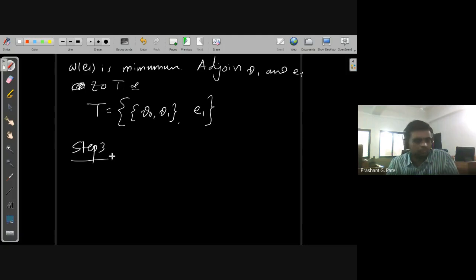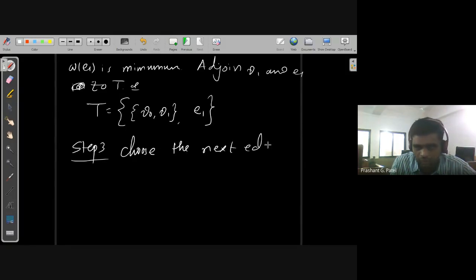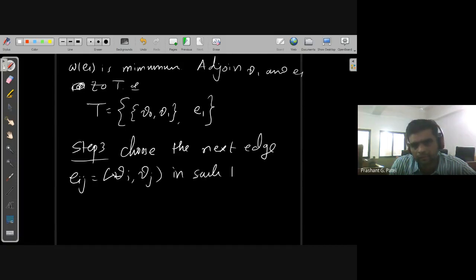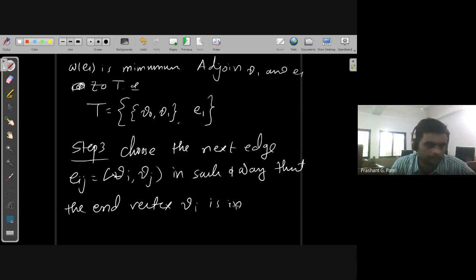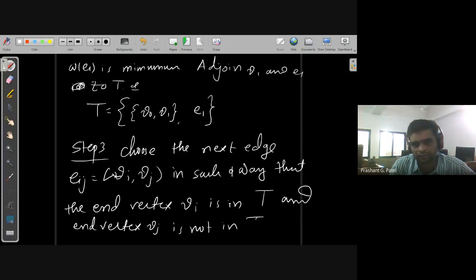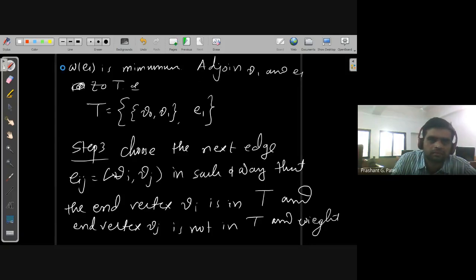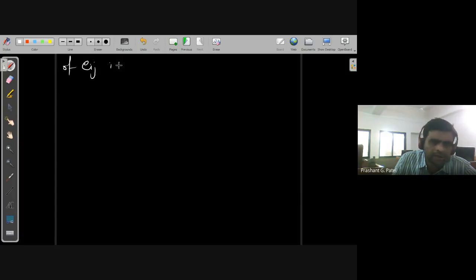Step number 3. Choose the next edge, say E_ij, that is Vi, Vj, in such a way that the end vertex Vi is in T and the end vertex Vj is not in T. And obviously the weight of E_ij is as small as possible.